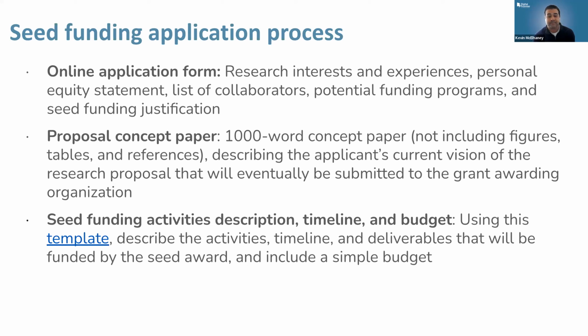And then finally, there's a document that you would attach to the application. And it basically just describes what activities would you engage in, what's the timeline for those activities, what deliverables would you produce. And then there's a simple estimated budget, very informal. We have a template, just a simple table in terms of how much money would you need to do A, B, and C activities that you've planned for the seed funding period.